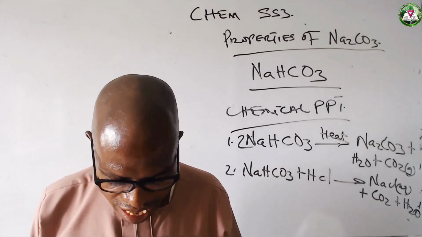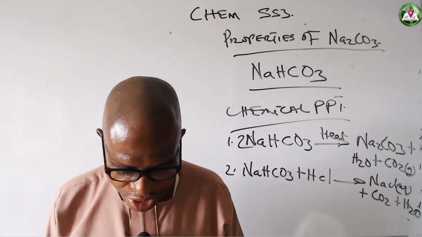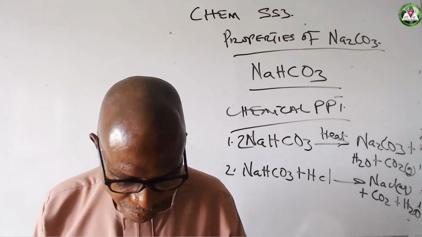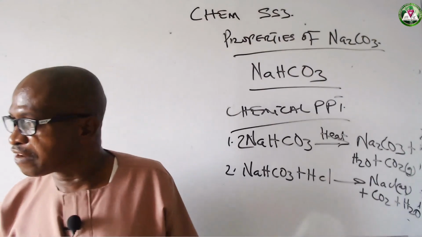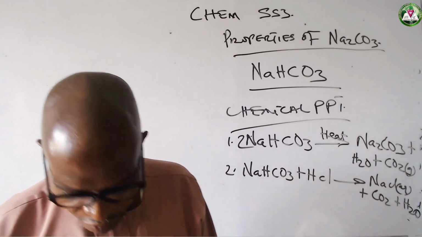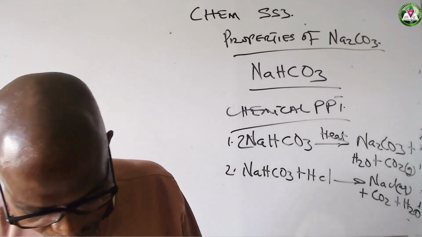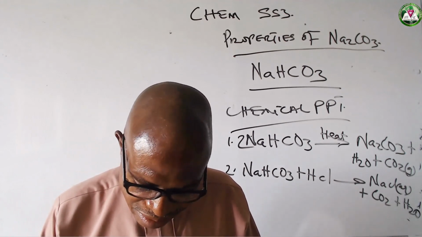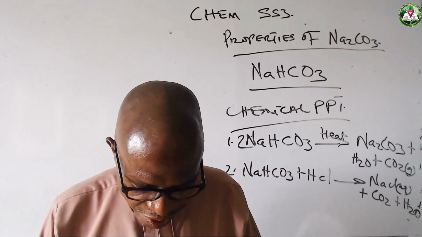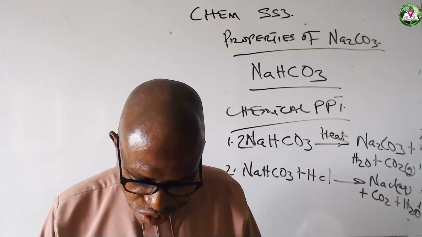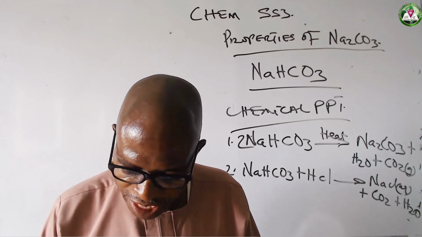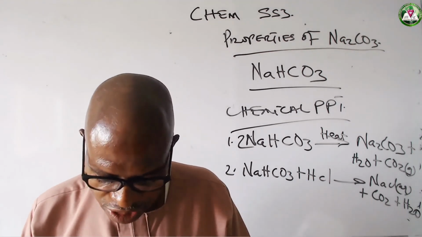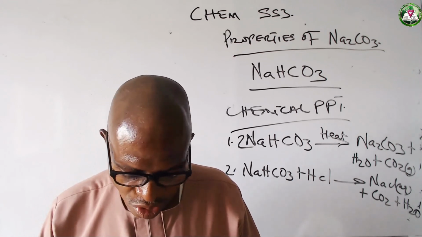Let's look at uses of sodium hydrogen trioxocarbonate IV, and that is where we are going to end the lesson. Uses. 1. It is used in production of anhydrous sodium trioxocarbonate IV. 2. It's used to produce baking powder. 3. It's used to produce a salt for indigestion caused by stomach acid.